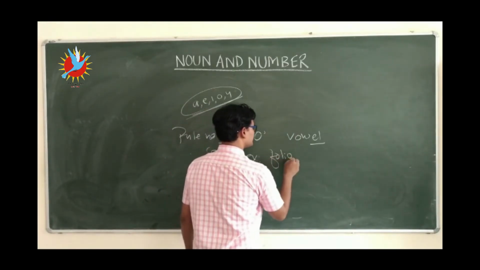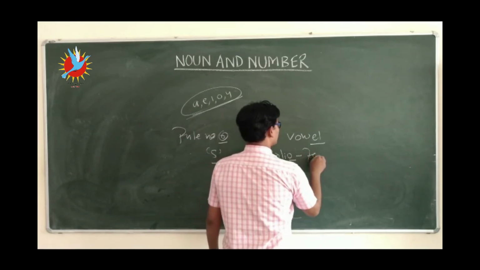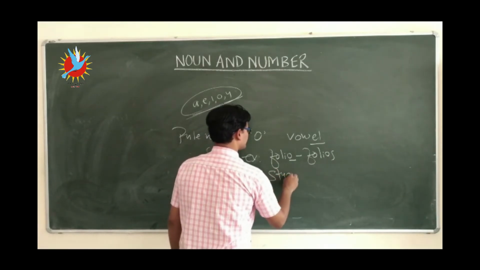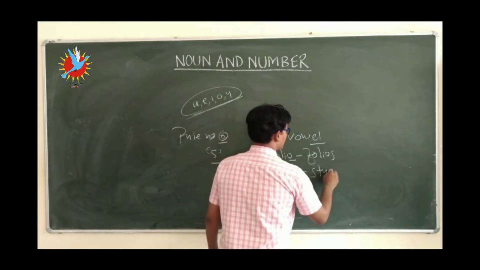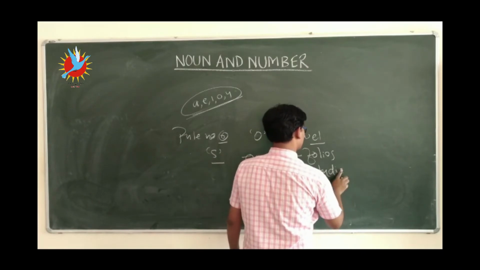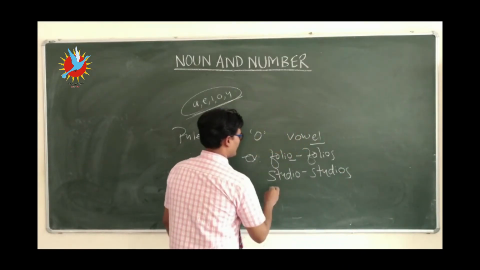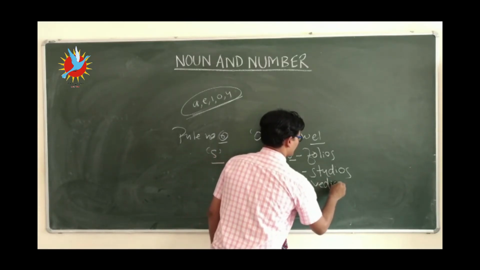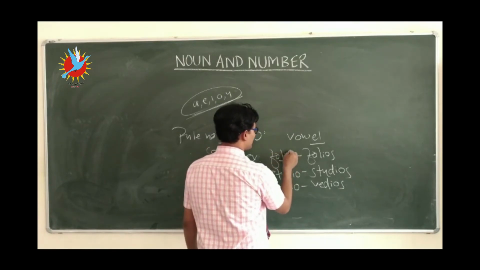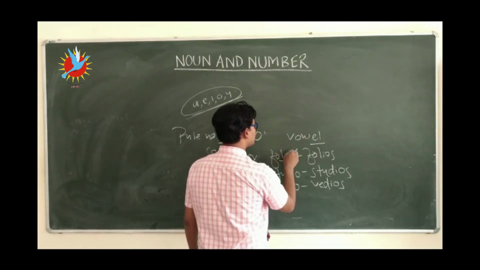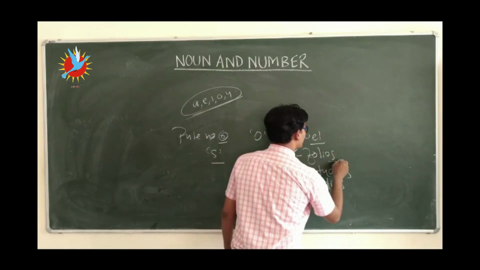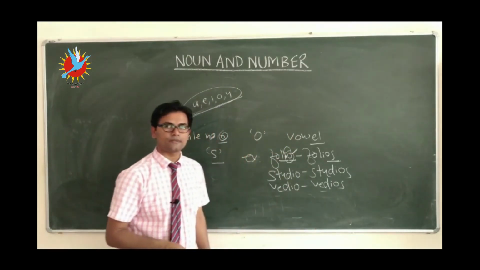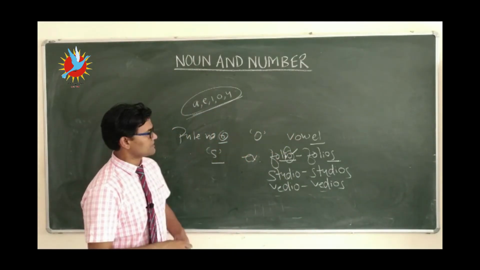folio. It becomes folios. Or studio. It becomes studios. Or video, it becomes videos. Listen, folio, the last letter of this noun is O, and I is a vowel, so we are just adding S. Same, studio, studios, video, videos. Okay, it's very easy. Rule number 6.